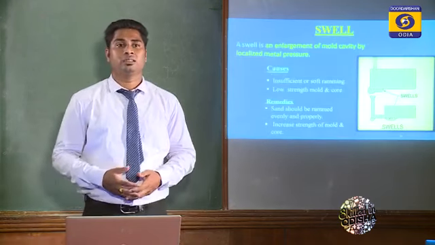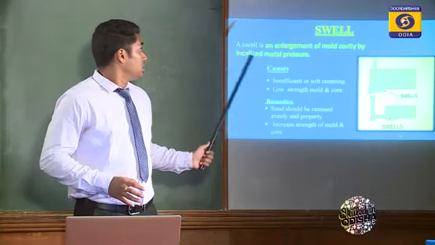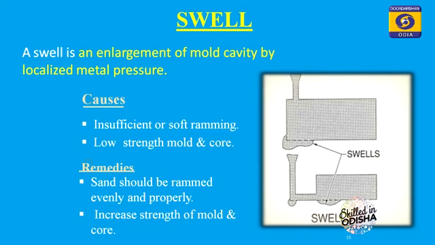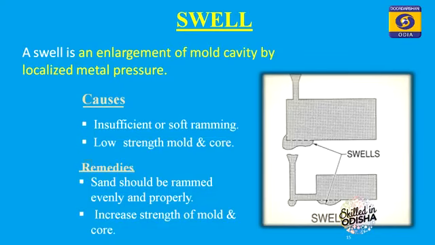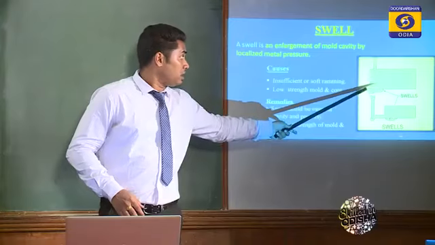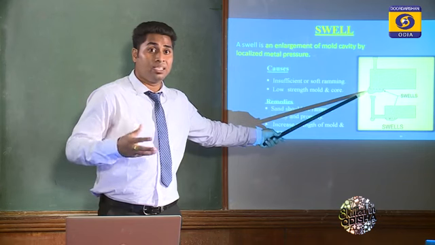Next is swell. Swell is a kind of enlargement in the casting product due to high localized pressure, which is undesirable. Okay, a swell is an enlargement of the mold cavity by localized metal pressure. You can see the figure. There is swelling occurring in this part. You can see this part. There is swelling occurring due to high localized pressure.